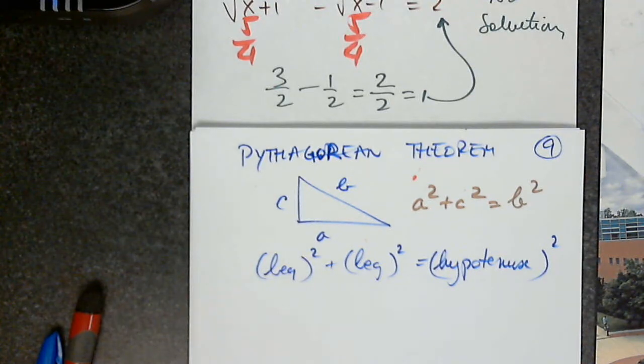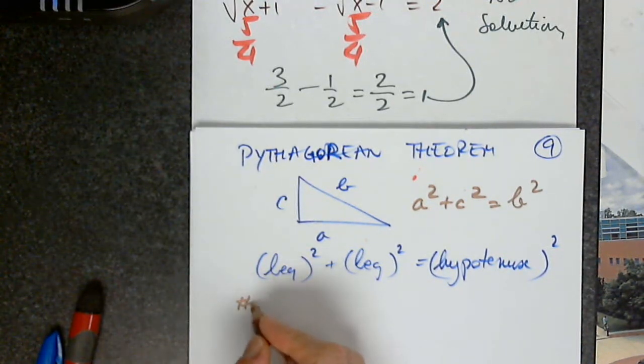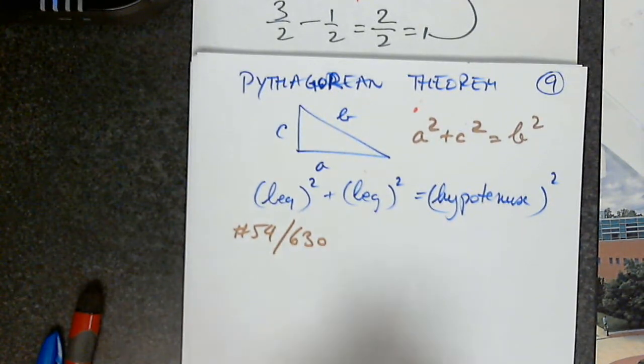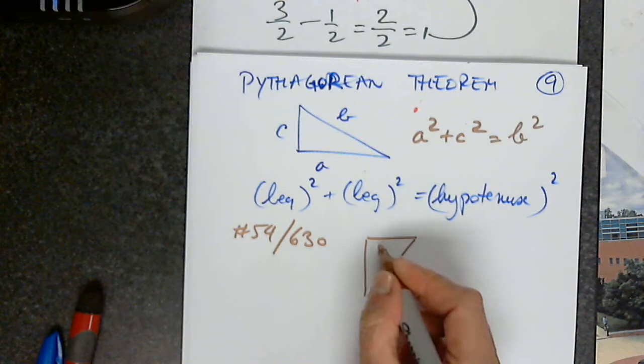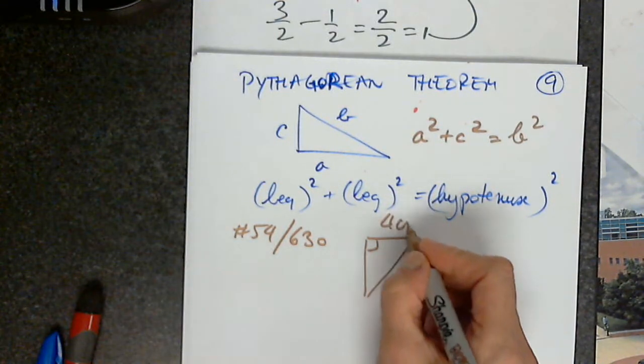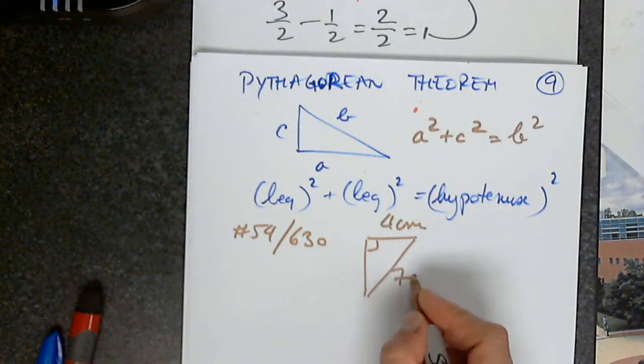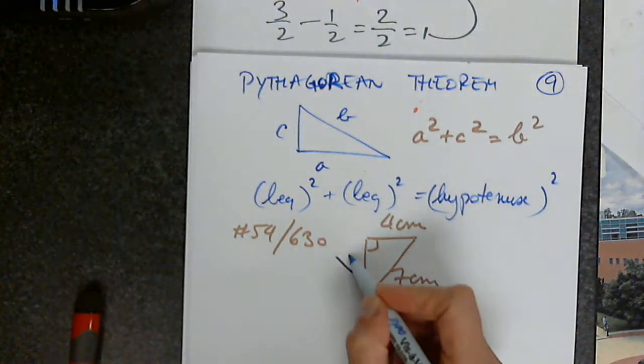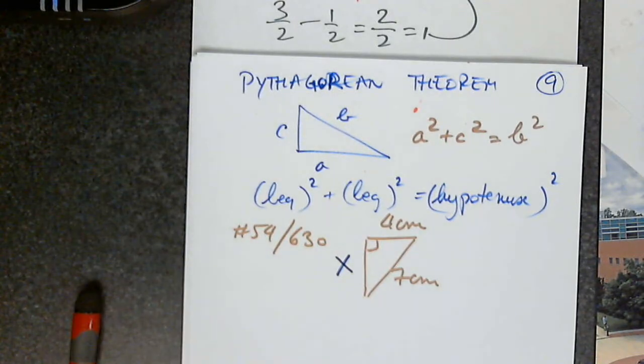So I would like to apply this in number 54 on the same page, 630. And we have the right angle here. We have 4 centimeters one leg and 7 centimeters the other. And we are asked to find the side that is unknown. I'm going to call this x. So now I have to think and say, okay, the sum of the squares of the legs equals the longest side squared. So can anyone dictate what we should write?